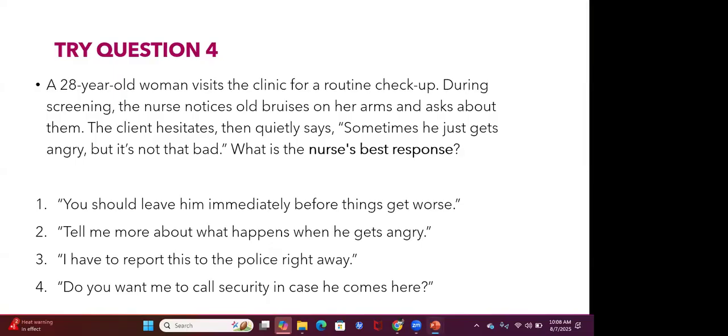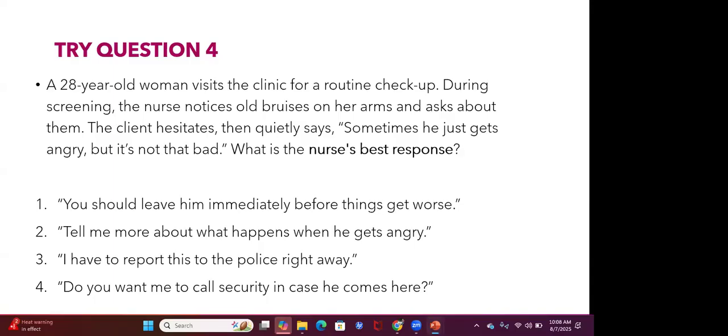A 28-year-old woman visits the clinic for a routine checkup. During screening, the nurse notices old bruises on her arms and asks about them. The client hesitates, then quietly says, "Sometimes he just gets angry, but it's not that bad." What is the nurse's best response?